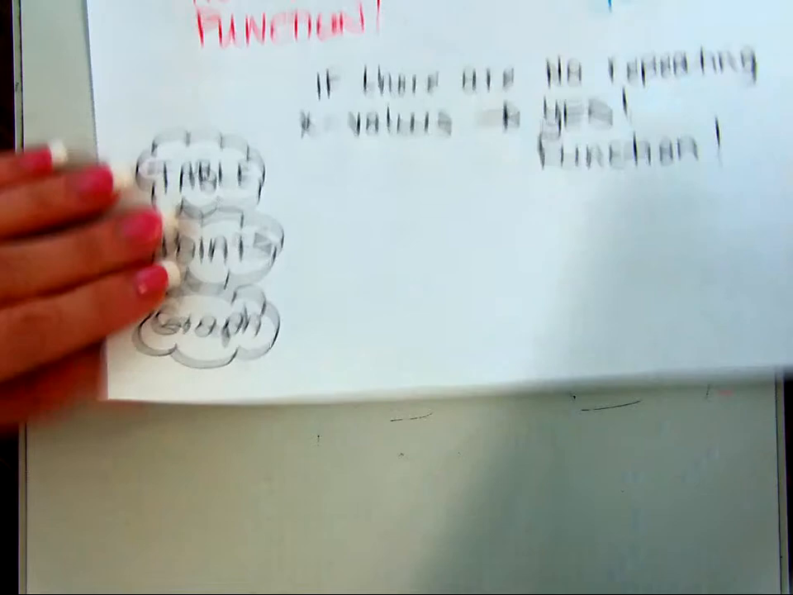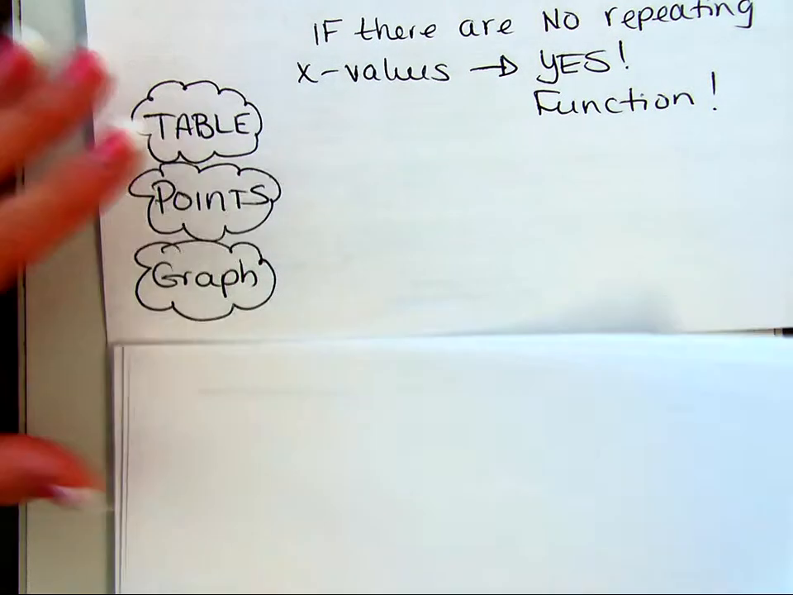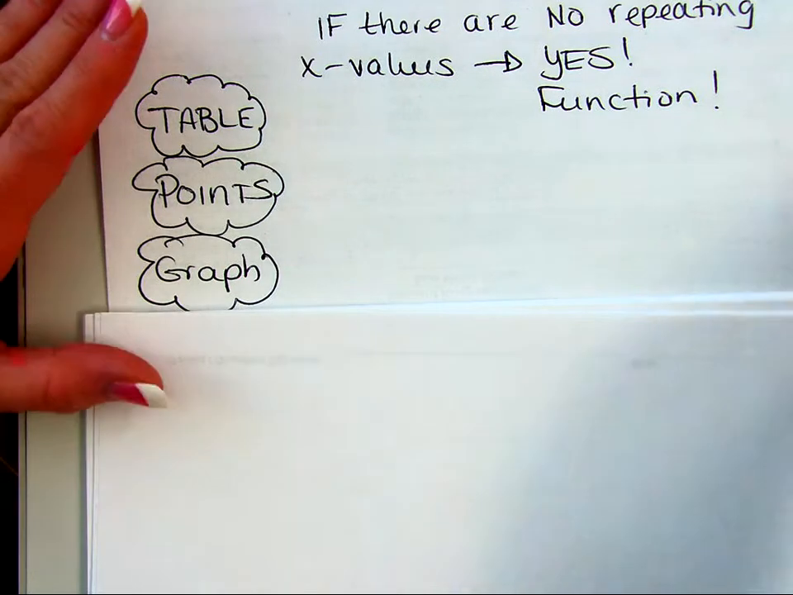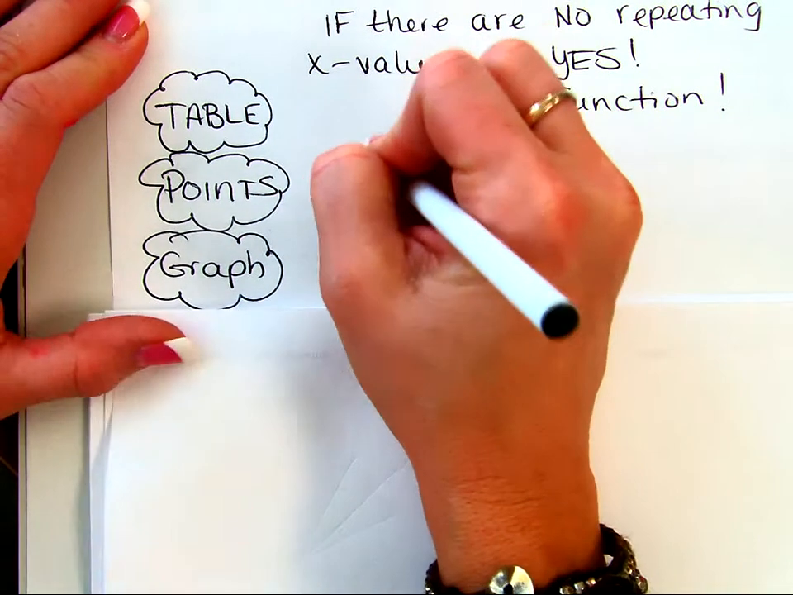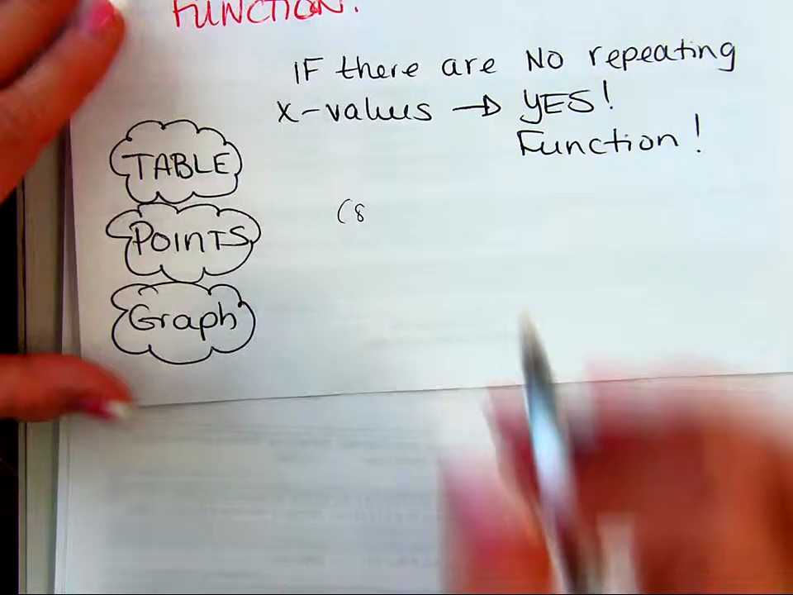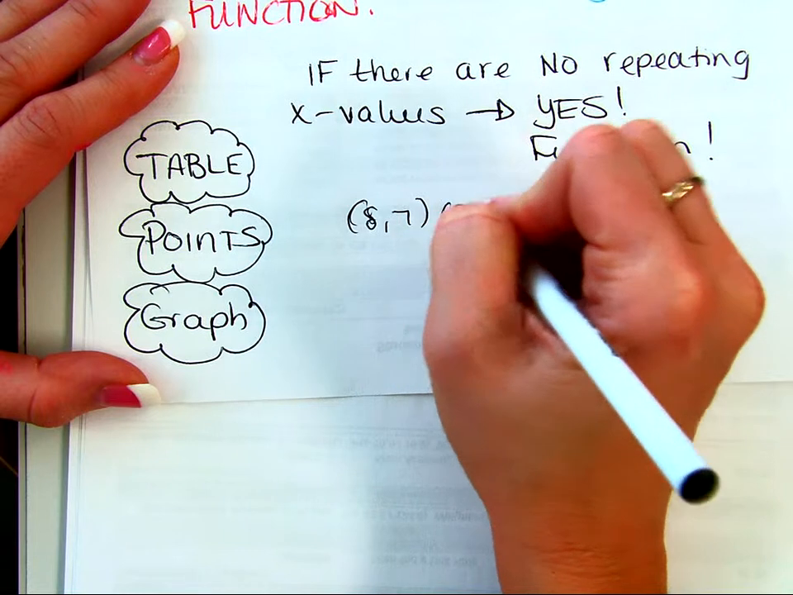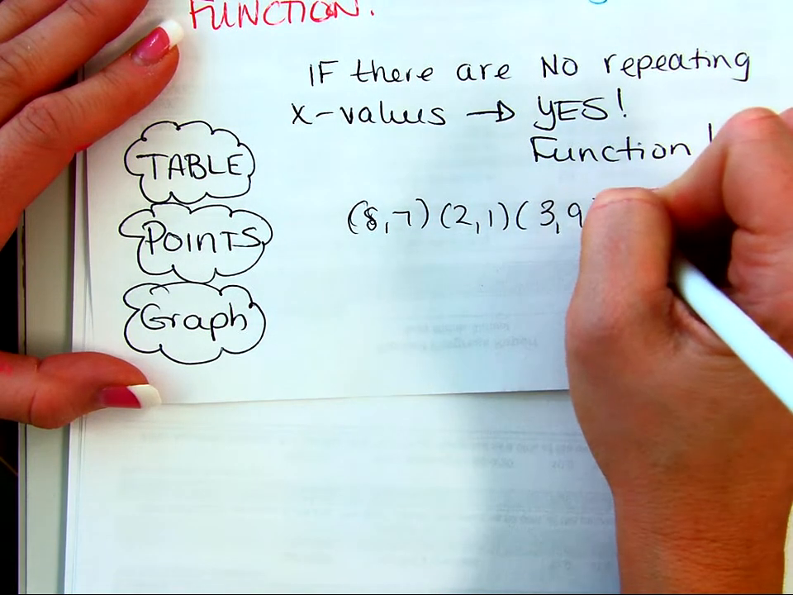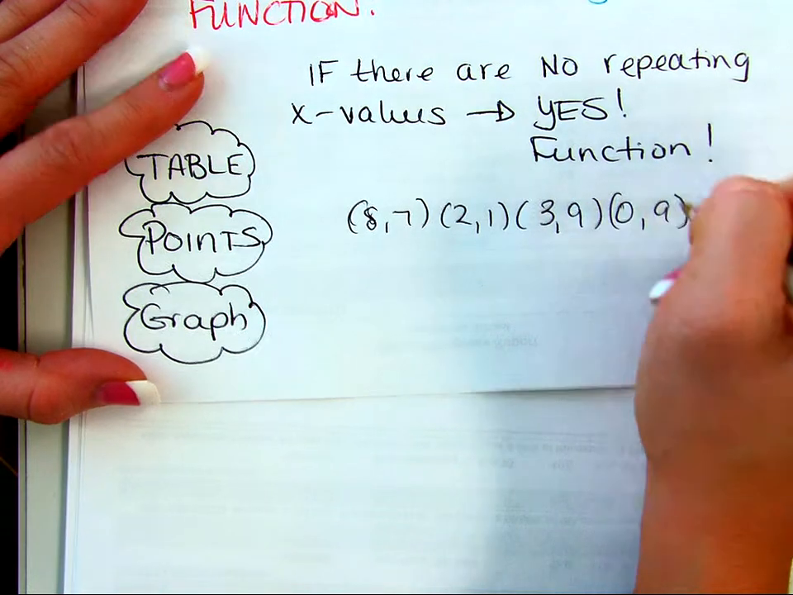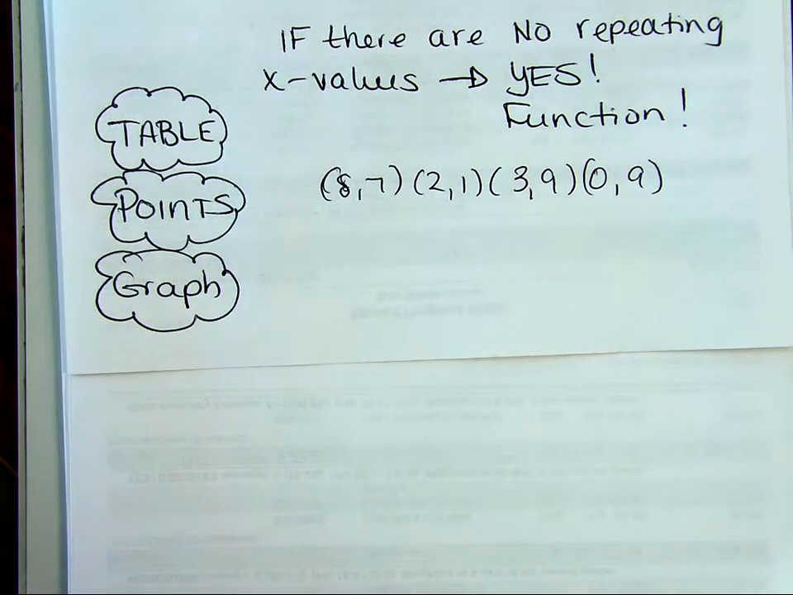Okay, so what if I gave you some ordered pairs? Probably even easier. Like what if I just said to you 8, 7. Let's put this up here. 2, 1, 3, 9, and 0, 9. Is this a function, yes or no? So what would you look at?